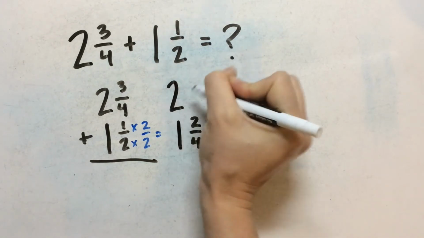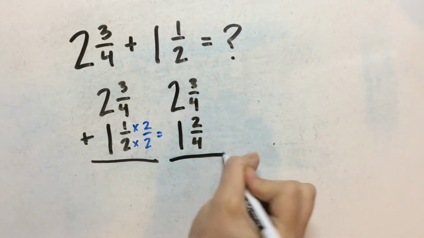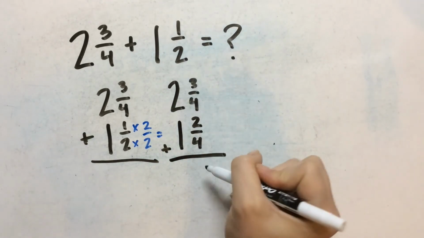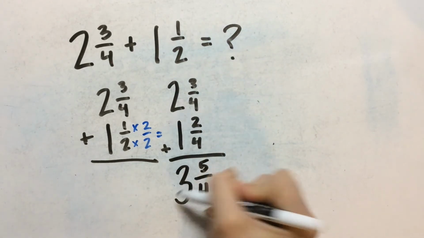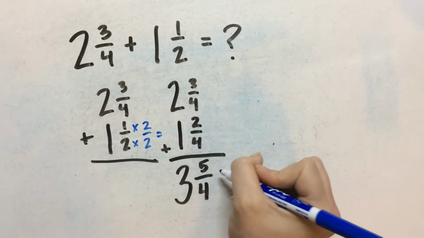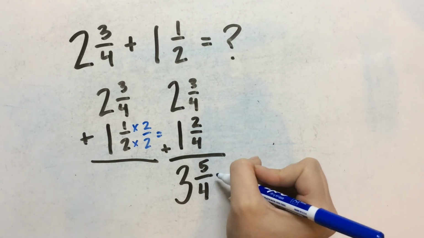So I can bring over this 2 3/4 because we have common denominators, and we can add. Okay, I can add 3 and 2 and get 5/4, and 2 and 1 and get 3. Okay, but something's fishy about this 5/4, right? It's an improper fraction. So I need to change it to a mixed number.